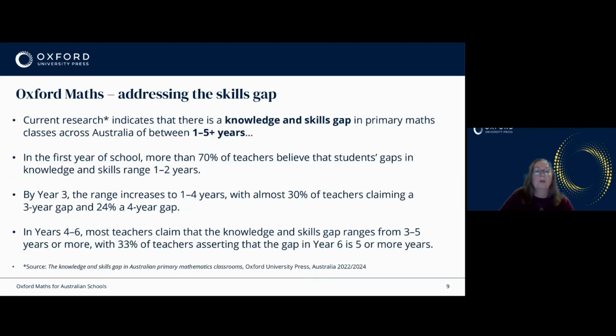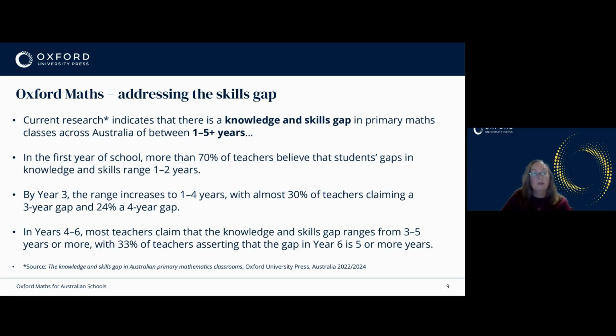Annie also used some Oxford University Press research when developing Oxford Maths. So in 2022 and in 2024, OUP conducted small group research with teachers to investigate what we call the skills gap. According to respondents, as students progress through primary school, the gap in mathematical skills and knowledge gets wider, as they go up the year levels, with most classes from years 4 to 6 experiencing a 3 to 5 year ability span between their lowest and highest achievers.